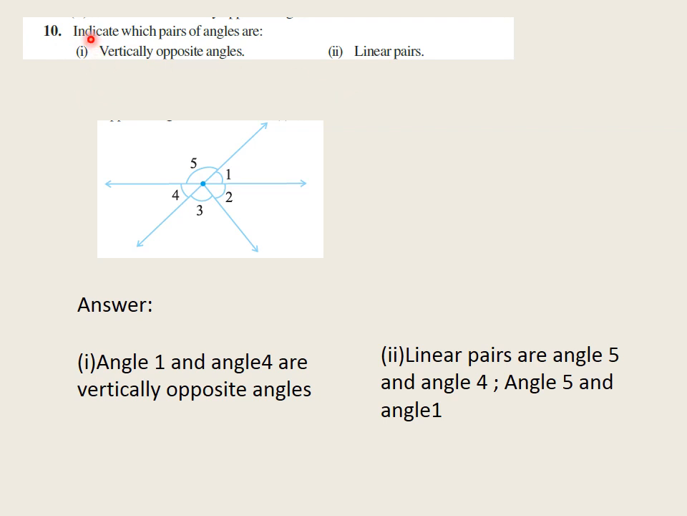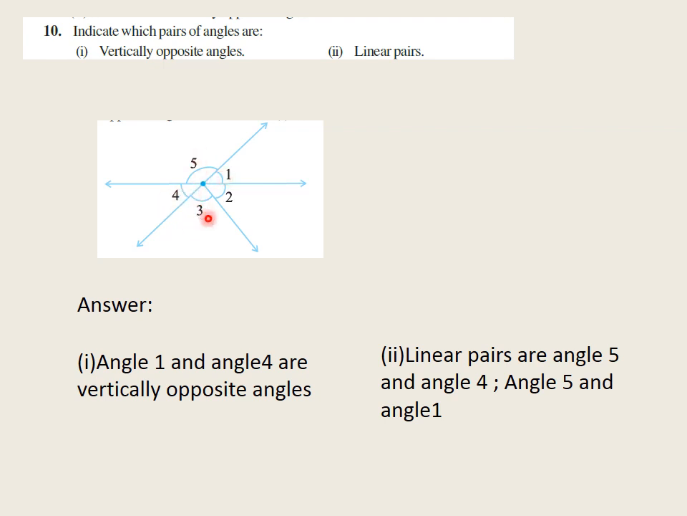Indicate which pairs of angles are vertically opposite angles. Vertically opposite angles means you should have two intersecting lines, and opposite angles are called vertically opposite angles and they will be equal. So what are vertically opposite angles in this diagram? Angle 1 is equal to angle 4.